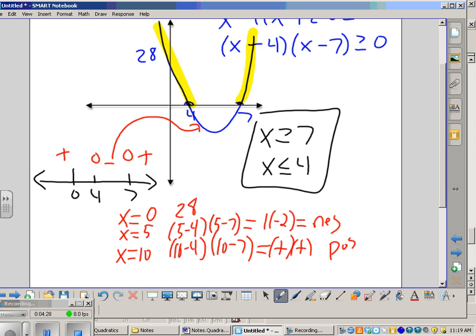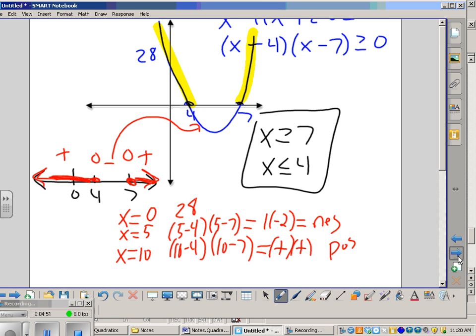So you could see from the sign chart that the values that are greater than or equal to 0 are, I'm going to put it on the graph, here and here. Okay, let's go to number 2.